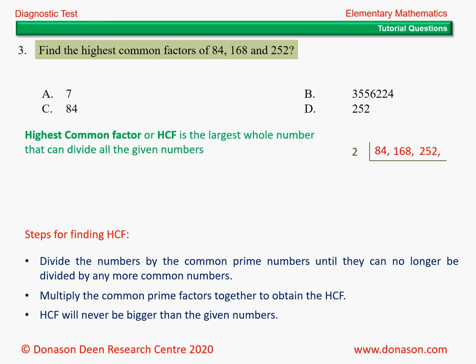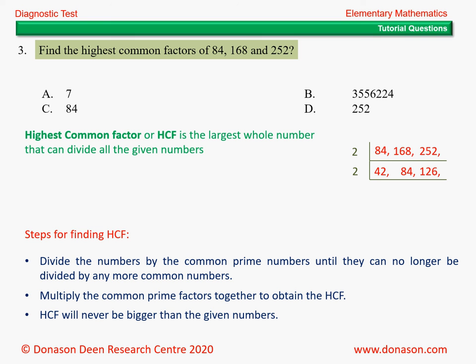So what happens when we divide 84 by 2? We're going to end up getting 42. And 168, if you divide by 2, it's going to give you 84. And 252, if you divide by 2, that's going to be 126. So there we have all the 3 numbers, and we want to see whether this can be further divided by another 2. And of course it should be appearing to you straight away that since all the last digits are even numbers, this could be divided by 2 again.